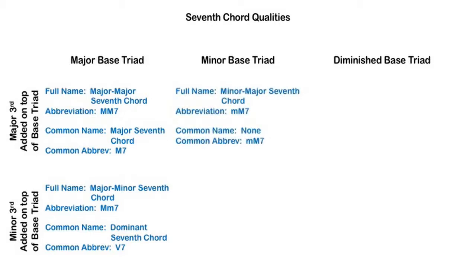Our third 7th chord quality is minor major. We start with a minor triad, and we put a major third on top of that, creating a major 7th between the root and the 7th. This chord's a bit of an oddball in that it doesn't have a common name or a common abbreviation. The full abbreviation works for both. Little m, big M, 7.